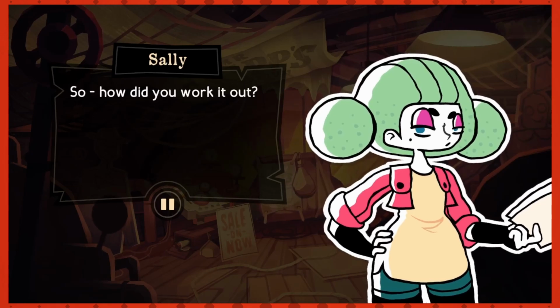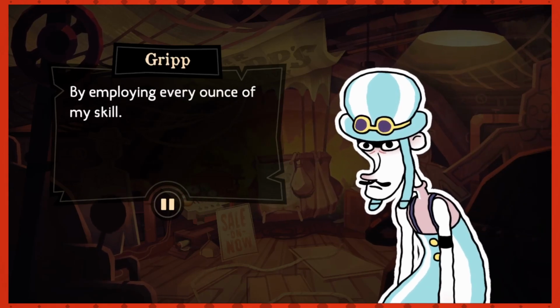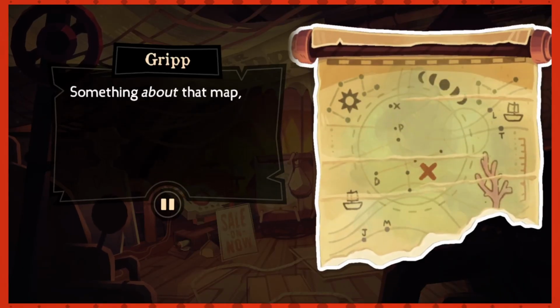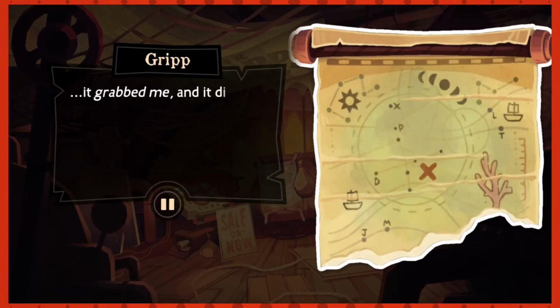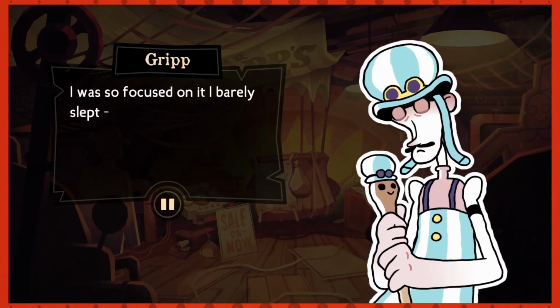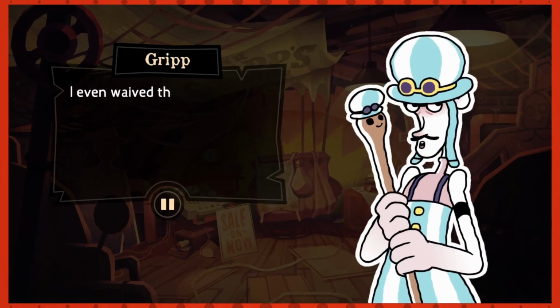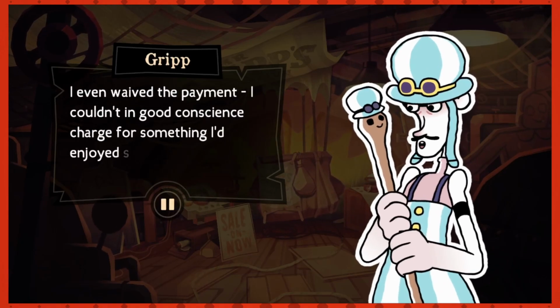So, how did you work it out? By employing every ounce of my skill. By working harder than I'd ever worked. Something about that map, the mystery of it, the feeling of chasing down the unknown. It grabbed me, and it didn't let go. For 2 weeks, it was all I thought about. I was so focused on it, I barely slept. Easily the most thrilling job I'd ever taken on. I even waived the payment. I couldn't in good conscience charge for something I'd enjoyed so much.